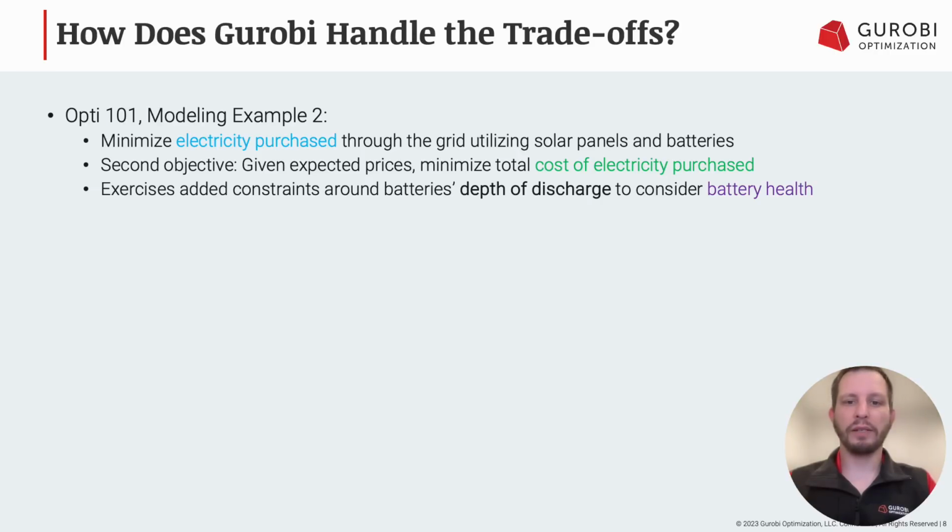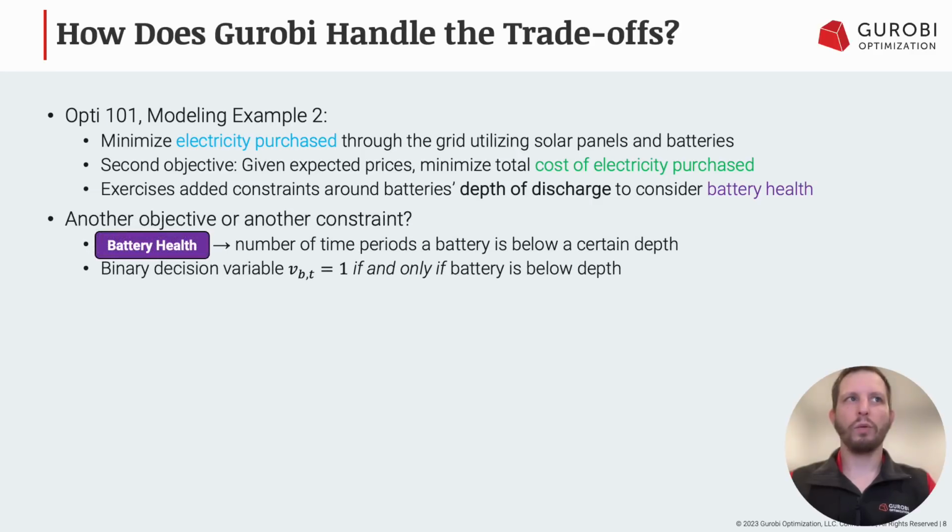And then through some exercises, we added constraints around the battery's depth of discharge to consider battery health. So when do we know that something like battery health should be another objective, or should it be a constraint? If we define battery health as the number of time periods a battery is below a certain depth of discharge, we can define a decision variable V_BT, where B is the index over our batteries and T is the index over our time periods. That's going to equal 1 if and only if the battery is below a certain depth.